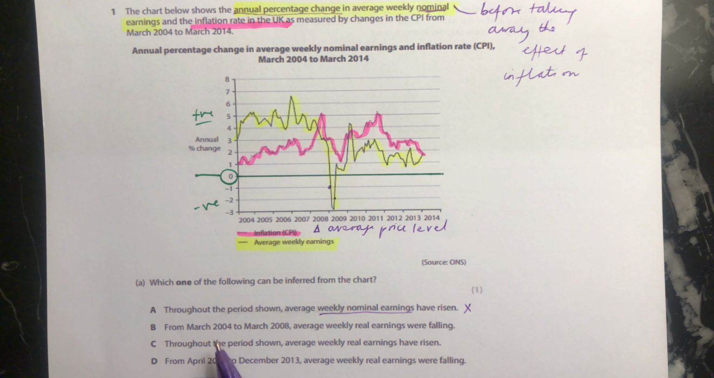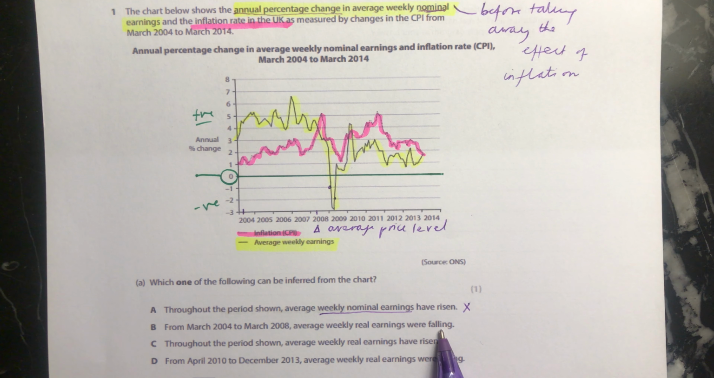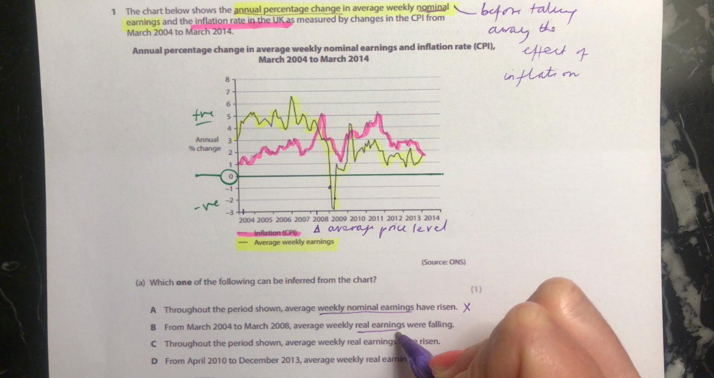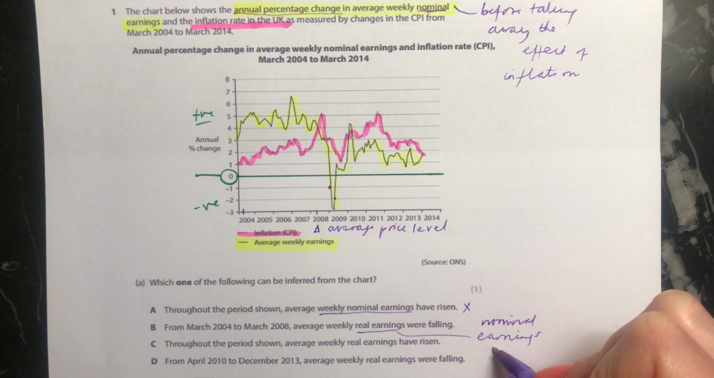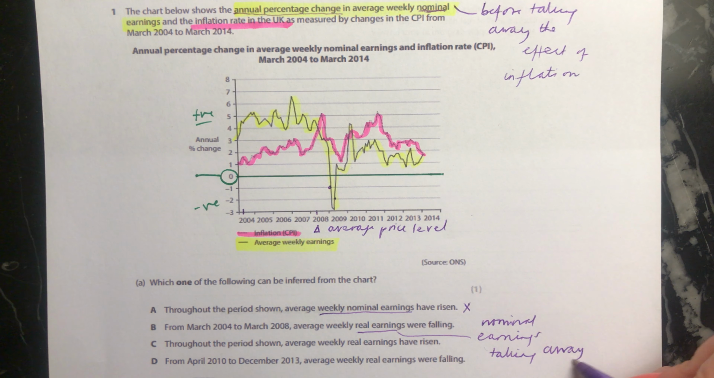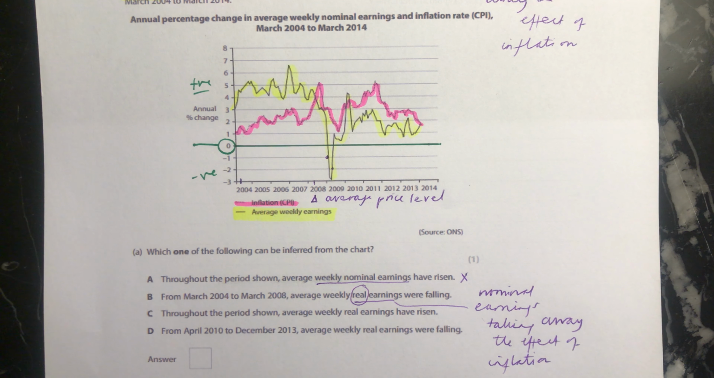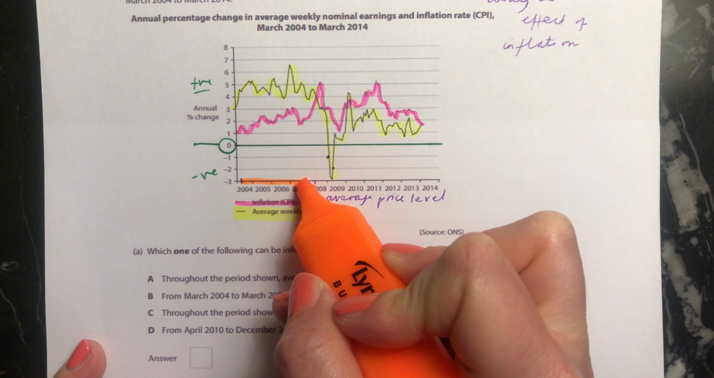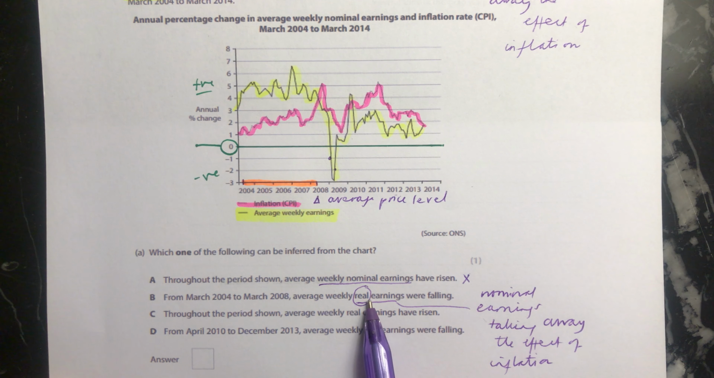B, from March 2004, so about here, to March 2008, which is about here, real earnings were falling. Now, real earnings are nominal earnings taking away the effect of inflation. Remember, that's what the word real means. Real means you take away the effect of inflation. And this is saying for this period here, I'll just do it in orange, that real earnings were falling. So when you take away the effect of inflation, actually people's earnings were going down.